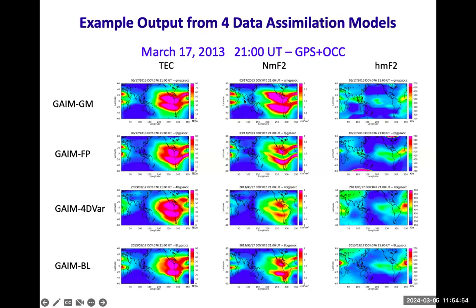But let's take a look at NMF2, and we find that in terms of NMF2, we see large differences. We see differences that are larger than a factor of 2 between the 4 model runs. Especially here, for example, if we look at the equatorial anomalies and compare this model with this model, we see a factor of 2 difference. Similarly, we find differences in HMF2, also differences that exceed 100 meters per second.